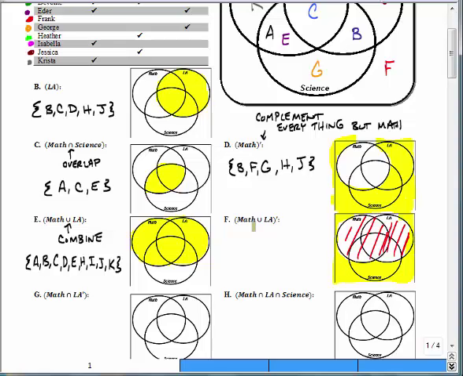So I first started by identifying what math, union, language arts was. That's math, union, language arts. And this is that prime right there. It's everything on the outside of that because that prime means the opposite. All right, so if I look up here, who's in that region? That would only be G and F, or F and G.